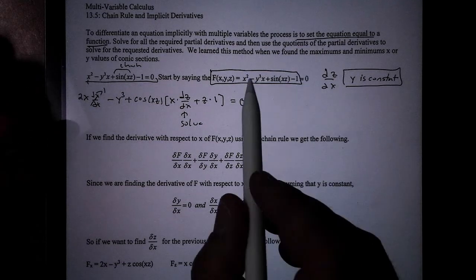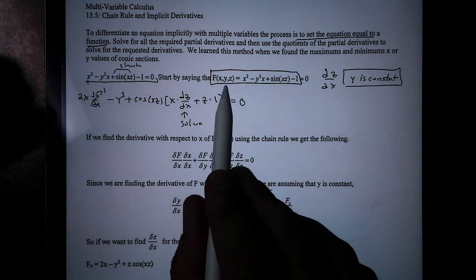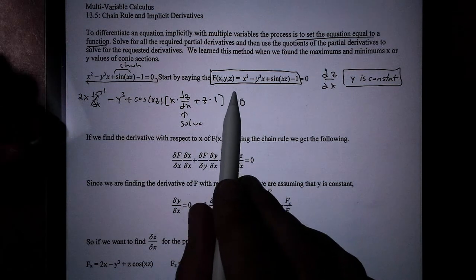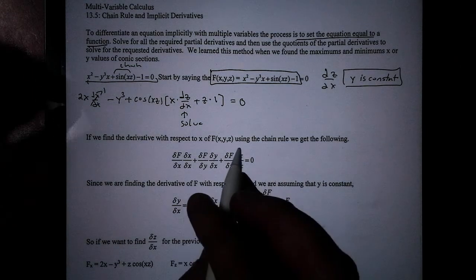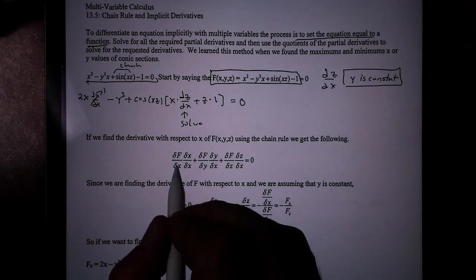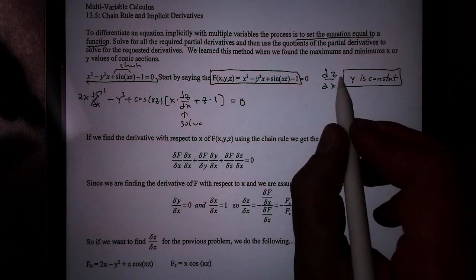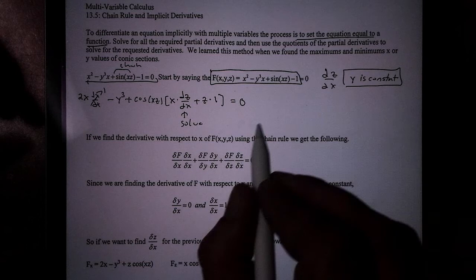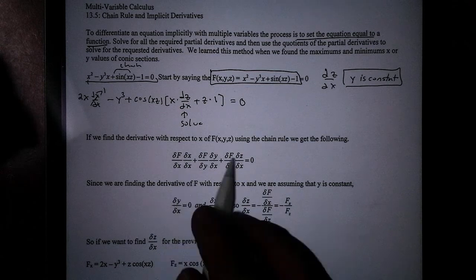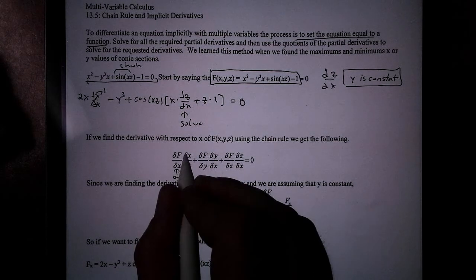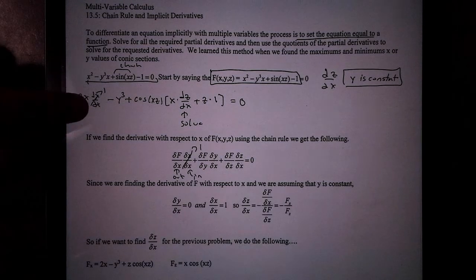So if we set the equation equal to a function of x, y, and z, we can use our chain rule. When we use our chain rule, we would get the following. We would get the partial of f with respect to x multiplied by the derivative of the inside. Now remember, we're finding the derivative with respect to x here, so all these have to be with respect to x. So we get the partial of f with respect to x, there's my outside derivative, multiplied by the partial of x with respect to x, which is my inside. But again, that just becomes 1. We talked about that right up here.